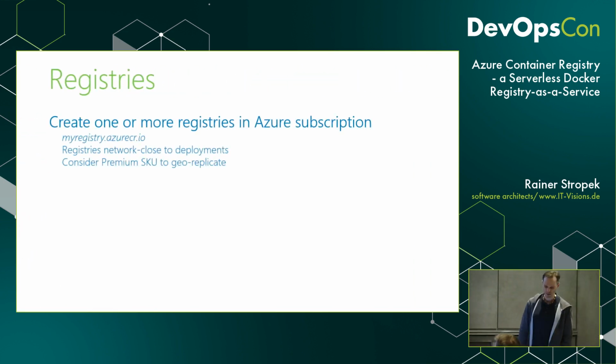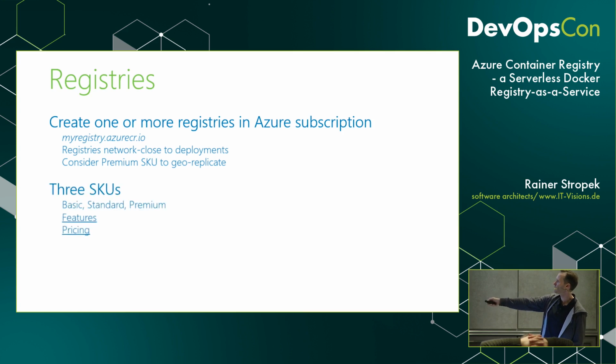Good. Registries. These are those registries, and you can create, as I told you, as many registries as you want. The important thing is that, of course, you should create your registries where your deployments are. So if you use Azure or other cloud platforms distributed across the globe, you have maybe some web apps that you deploy to Asia, to North America, to Europe, and so on, then you should create different registries in different regions. There are 3 SKUs available. Here are the SKUs, basic, standard, and premium. I will not read the docs for you. You can just check out the features and the pricing here.